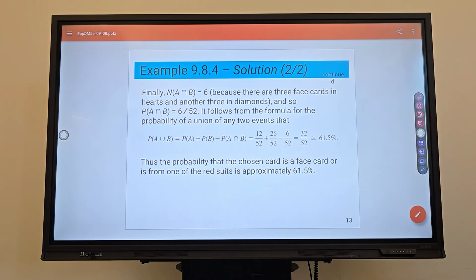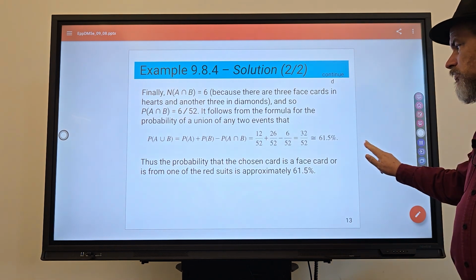It follows from the formula for the probability of a union of any two events that the probability of the union of A and B is equal to 12 over 52 plus 26 over 52 minus 6 over 52, or 32 over 52, which equals about 61.5%. So the probability that the chosen card is a face card or is from one of the red suits is approximately 61.5%.